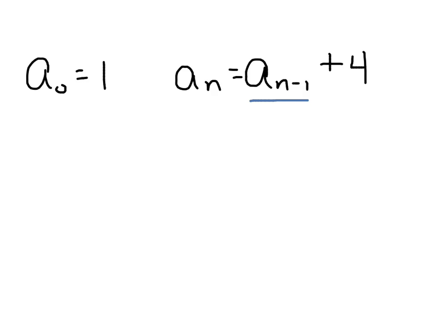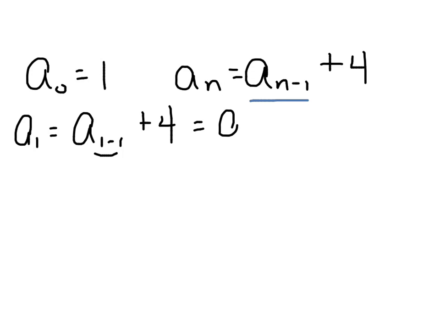Now this part right here means recursive. It means the previous answer, and I'm going to show you how that works when we start inserting numbers. If I try to find a sub 1, which is the first term, if I put 1 in for n, that means in the bottom I get 1 minus 1, and then it's plus 4. Down here, 1 minus 1 is 0, so that's a sub 0 plus 4. Well, a sub 0 they gave us is 1, and 1 plus 4 is 5.